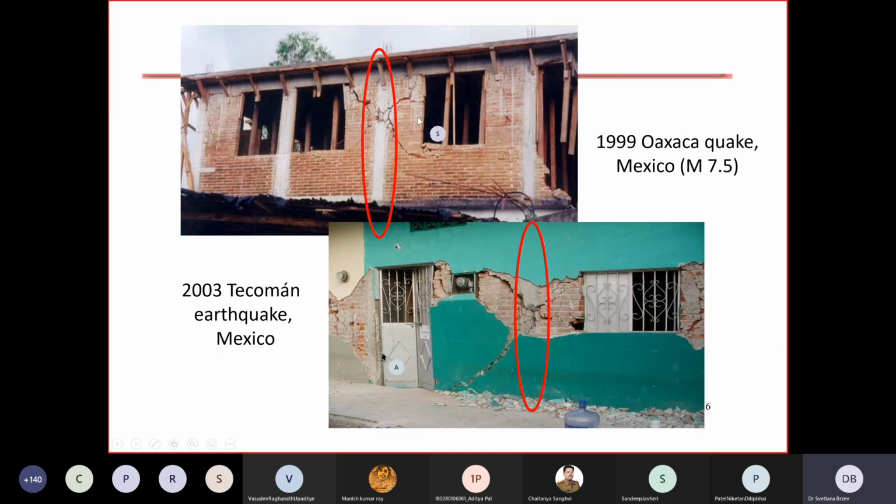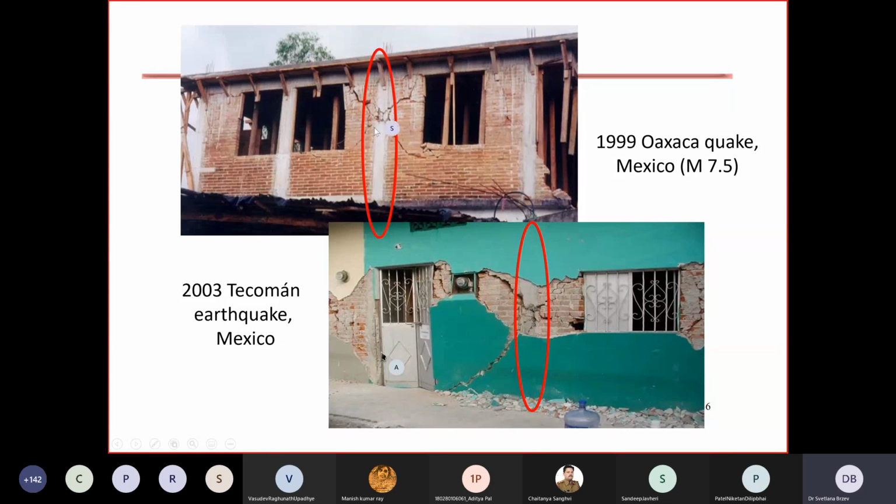So here are some examples from earthquakes, both from Mexico, where confining elements were not provided at the ends of openings. They're provided here in the middle. And that is probably because there is a wall in the other direction here. But these buildings did not collapse, but were badly damaged. That is the consequence of this.